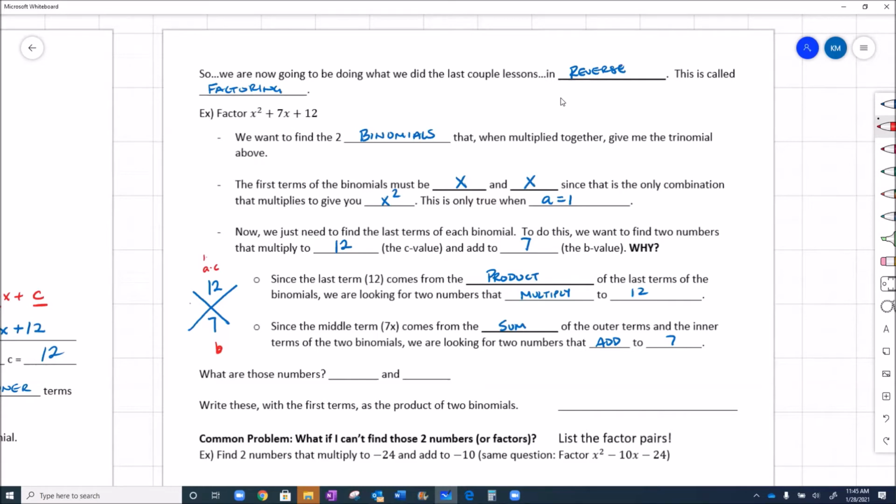So I'm looking for two numbers that multiply to give me 12 and add to give me 7. Those two numbers, 3 and 4. 3 times 4 is 12. 3 plus 4 is 7. A quick clue, always think about what multiplies to the number first because there are fewer combinations than what adds to a number. So we're there. It says write these with the first terms as the product of the binomials. So we have x plus 3, because we know it's going to be x times x, and x plus 4. This is x squared plus 7x plus 12 factored.